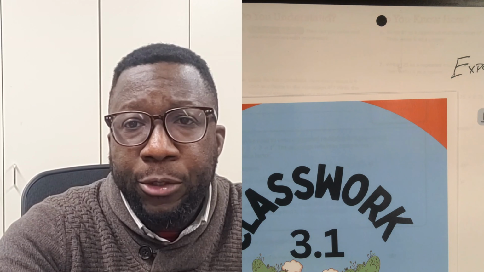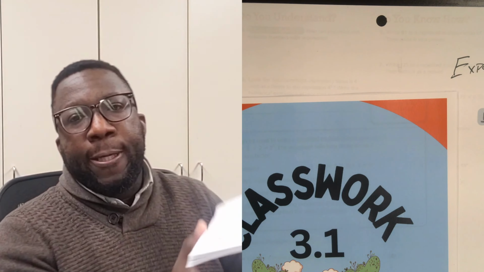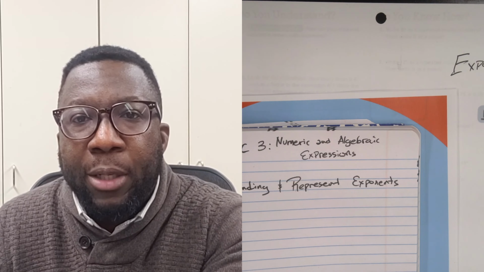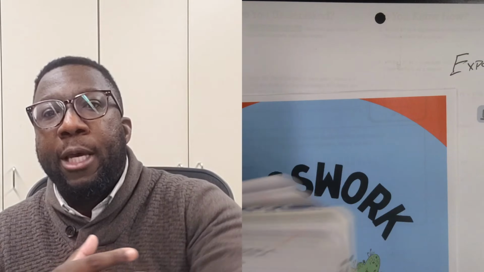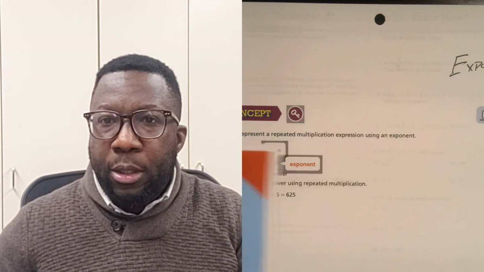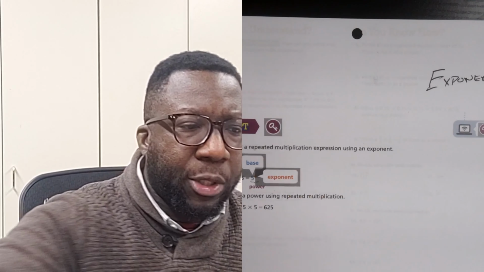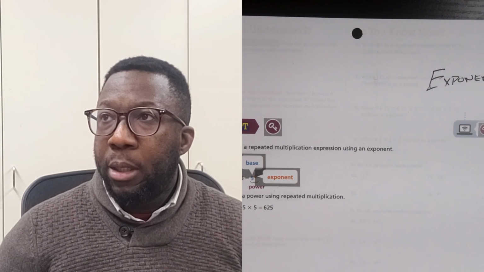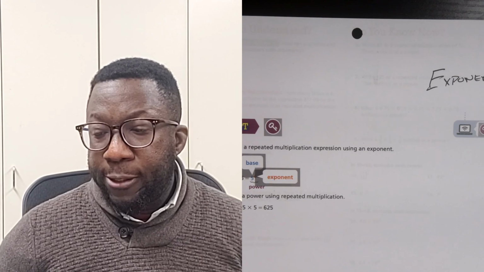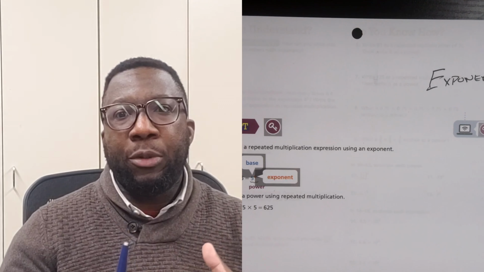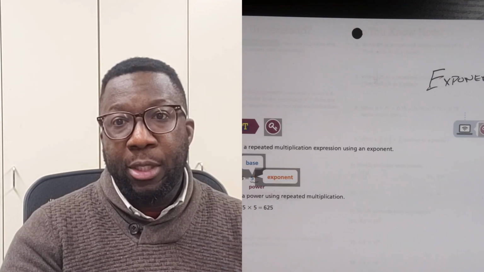So in your notebooks, you're going to want to make sure that you are labeling this as Topic 3. With Topic 3, you're going to want to make sure that it's numeric and algebraic expressions. We're going to be talking about how to understand and represent exponents. And for that, you're going to get the following key concept in regards to exponents: exponents are a way to represent multiplication, where you're using a base and then the exponent, where that base is going to be the number that you are multiplying, and then the exponent is letting you know how many times you are multiplying that base to itself.